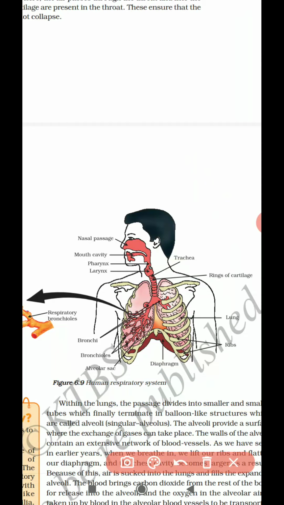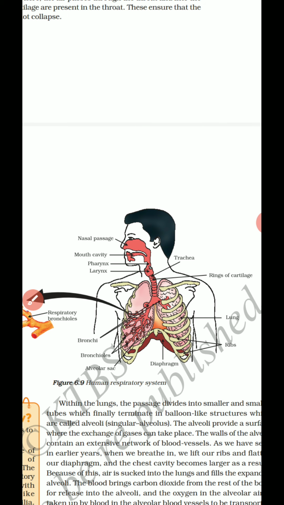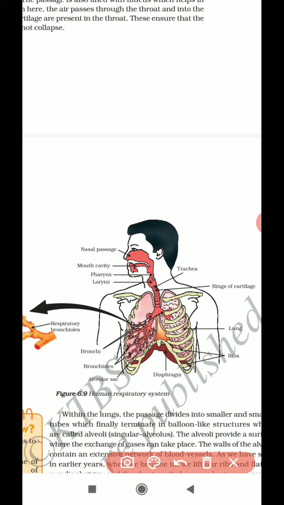Human beings intake the air, the oxygen, through the nostrils. There is hair present in the nostril. Those delicate hair structures remove some dust or germ particles present in the air. Then the air enters the trachea, then it enters the pharynx and larynx. Then what happens? It enters the rings of cartilage.